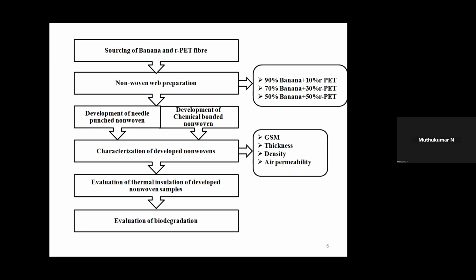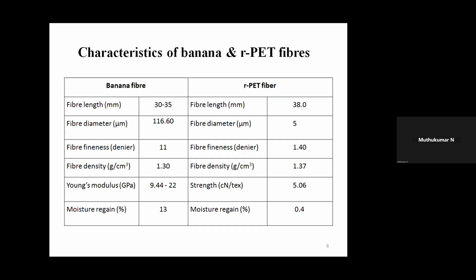So this is the work plan. First, we sourced the banana and recycled PET fiber in and around Coimbatore. Then we blended the fibers in 3 blend ratios: 90% banana and 10% recycled polyester, 70%. Then for development, we prepared the carding web. Then we manufactured the non-woven using 2 different techniques: one is needle punching, another is chemical bonding. Then we characterized the developed non-wovens in terms of GSM, thickness, density, and air permeability. Finally, we evaluated the thermal insulation property of the developed non-wovens, and finally the biodegradation.